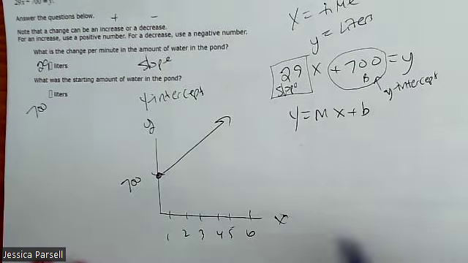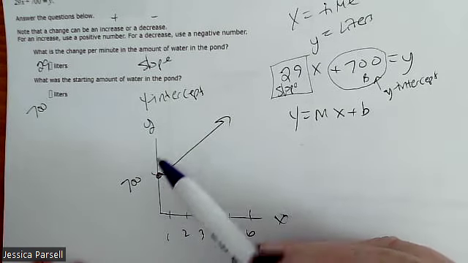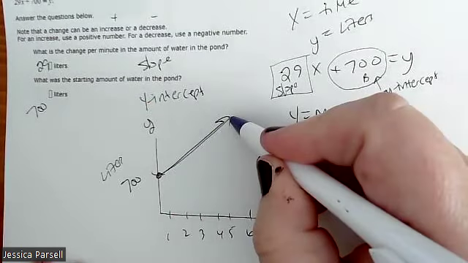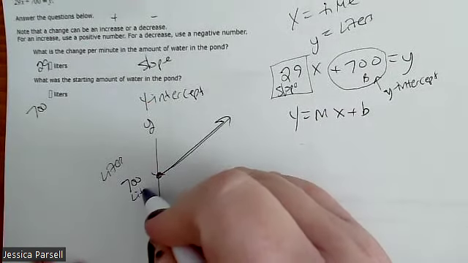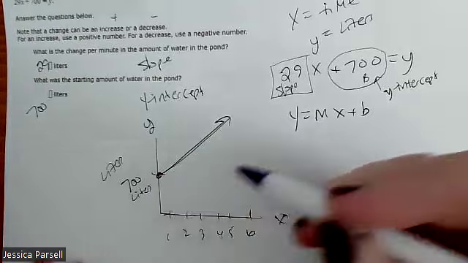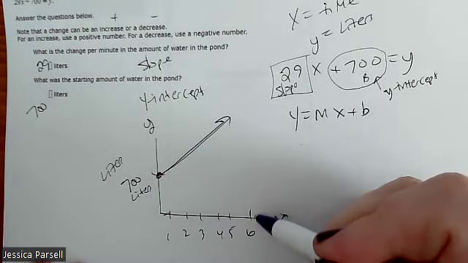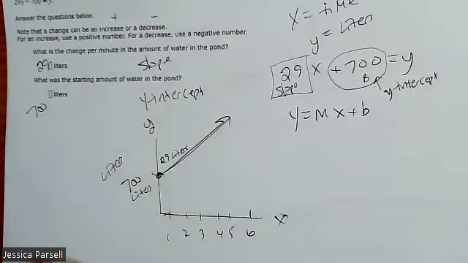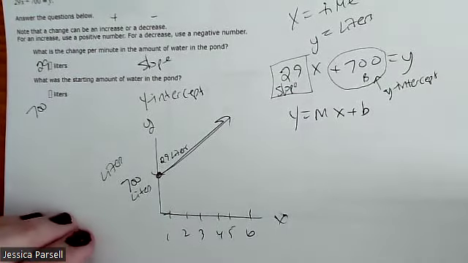And you don't have to do a little graph, but I just want to show you that as the time is increasing and they're filling a pond, the pond is also, here are your liters, getting fuller and fuller, but it started at 700 liters. And then for every minute that's passing by, it's increasing by 29 liters. All right, let's look at another situation here.